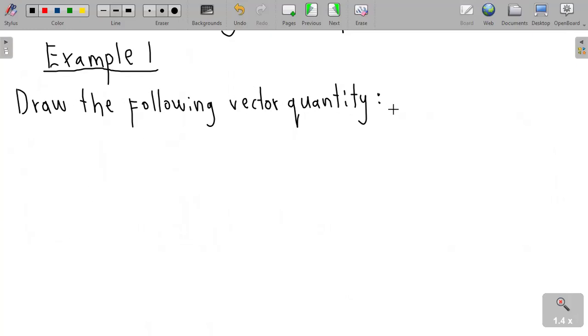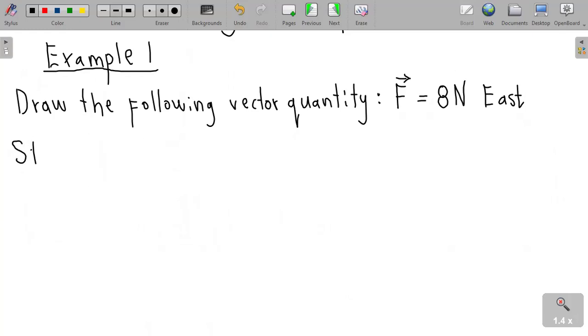So force equals 8 newtons east. East. So now we can see this is 8 newtons. Okay. So now we go to step 1.